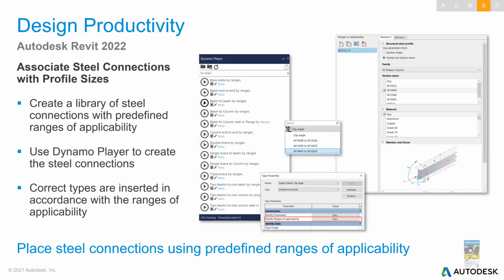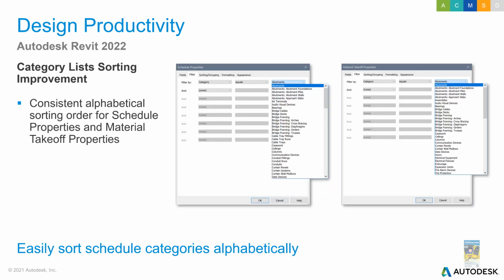You have associated steel connections with profile sizes within the Dynamo player as well. You can create a library of steel connections, and their correct types are inserted in accordance with the range of applicability. You have category list sorting improvements as well, so you can consistently alphabetize the sorting order for schedule properties and material takeoff properties as well.